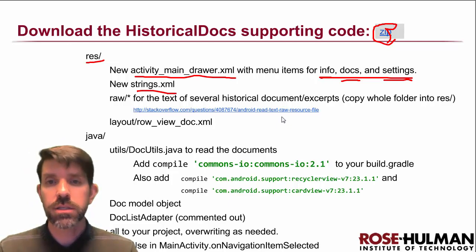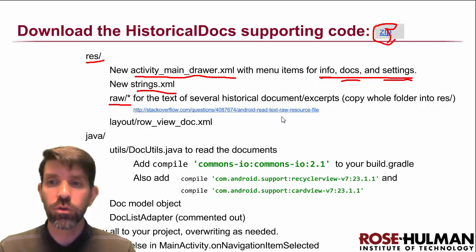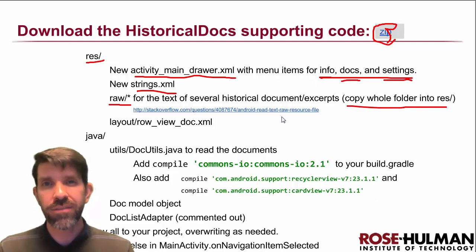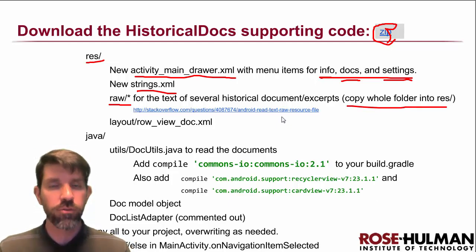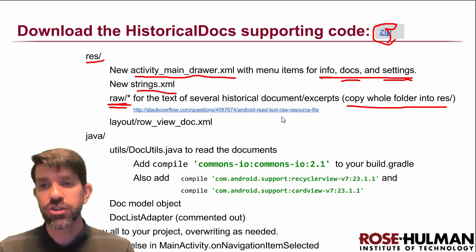I'll give you a bunch of strings. I will give you the text of a whole bunch of historical documents and excerpts. So you're going to be able to copy this whole folder here. Whenever you have any data that just needs to be used in a raw form, like big text files, all this kind of stuff, the way to do it is to put it in a raw folder here. Okay, more information about that there if you want it. And actually reading it in, I'm going to use a library to do that.